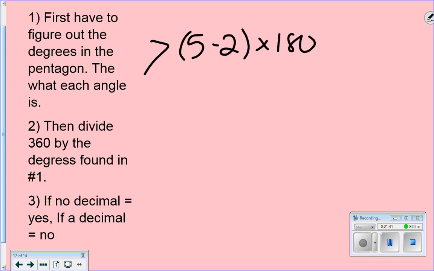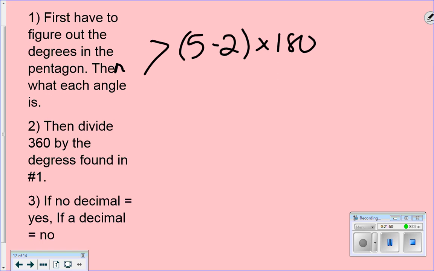I will show you. Okay? So let's do this first. There we go. What each angle is then.